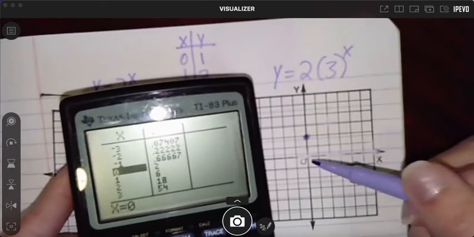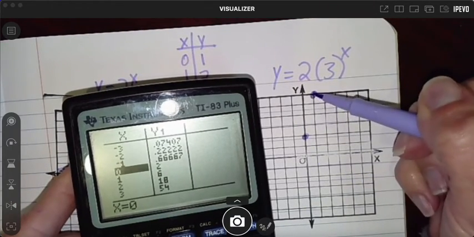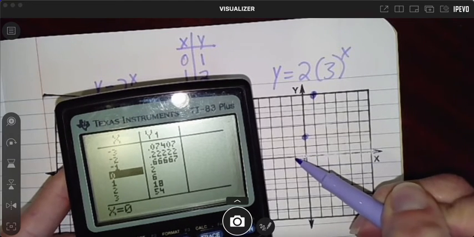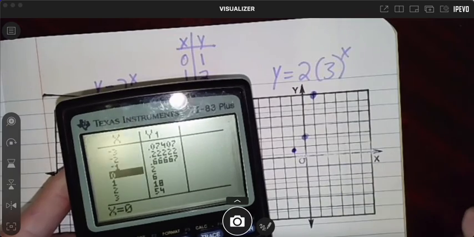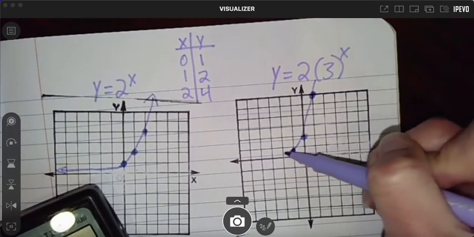Okay? So I went 0, 2. I'm going to go over 1 and up 6. But I don't want to go up to 18. So if I wanted another point, I could just go to the left, -1, and know it's somewhere in there, right? And then I know it's going up faster and faster, and it's going to level off.